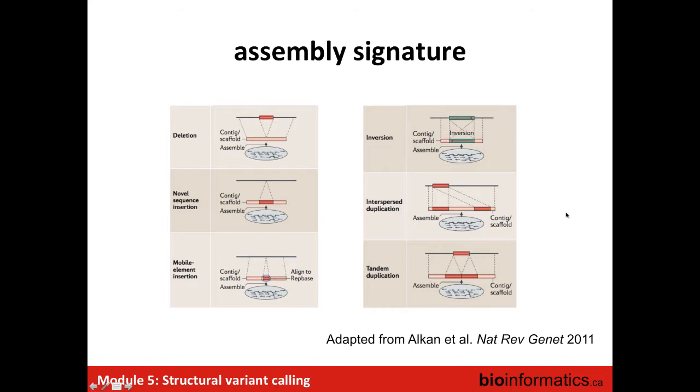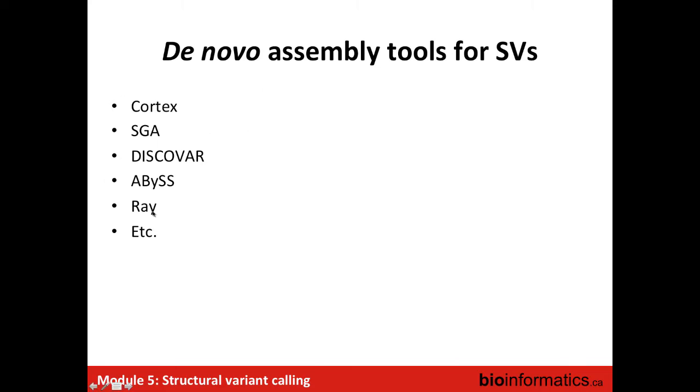And there's a new tool that does the local assembly really well. I didn't update my slides because I found it like one week ago. I will look in my notes, but there's a new tool that works really well to do this local assembly. Here are typical de novo assemblers you can use to do the assembly. The tool is not there. So Cortex, SGA, Discover, Abyss, Ray, and so on.